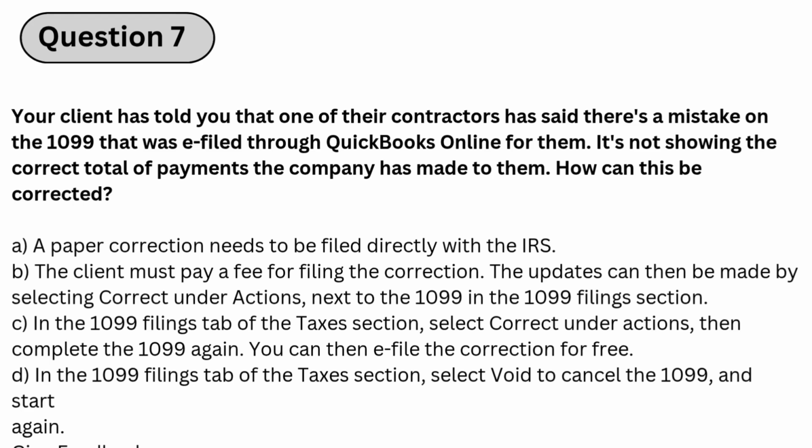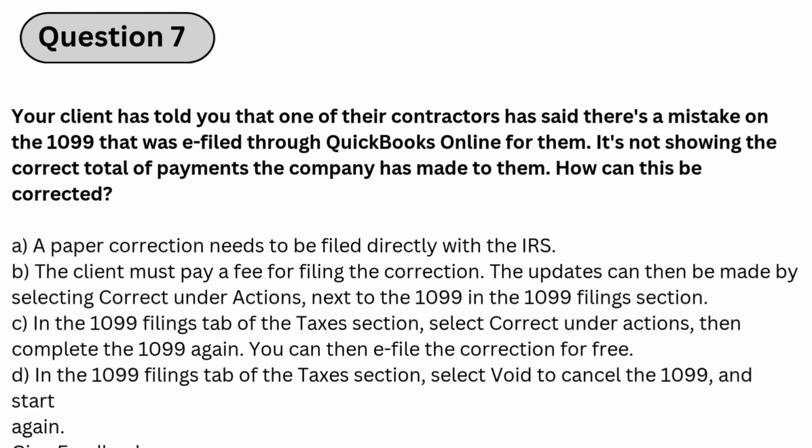A. A paper correction needs to be filed directly with the IRS. B. The client must pay a fee for filing the correction. The updates can then be made by selecting Correct Under Actions, next to the 1099 in the 1099 Filings section.